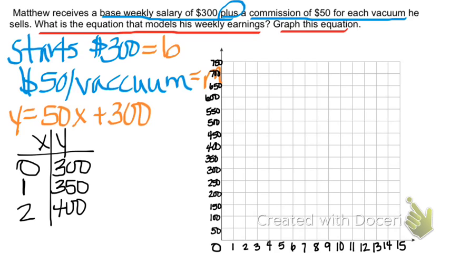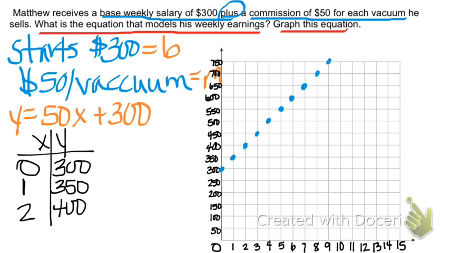Okay, so when I numbered my graph, it looked something like this. It went up to 15 and up to 750 on the y-axis. So then I need to graph my actual line. So using what I know that when I have sold 0 vacuums, you have $300. But then when I sell 1 vacuum, my salary will increase to $350. If I sell 2, it'll be $400. So I'm rising 50 and I'm running 1 each time using my slope.